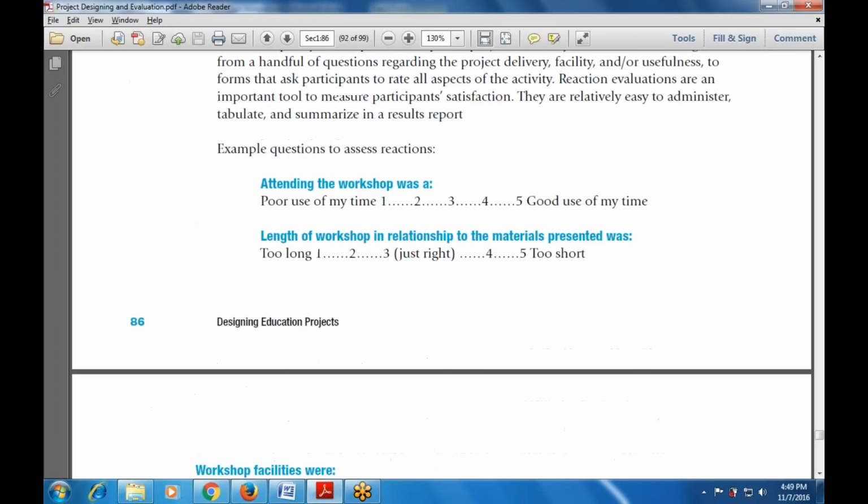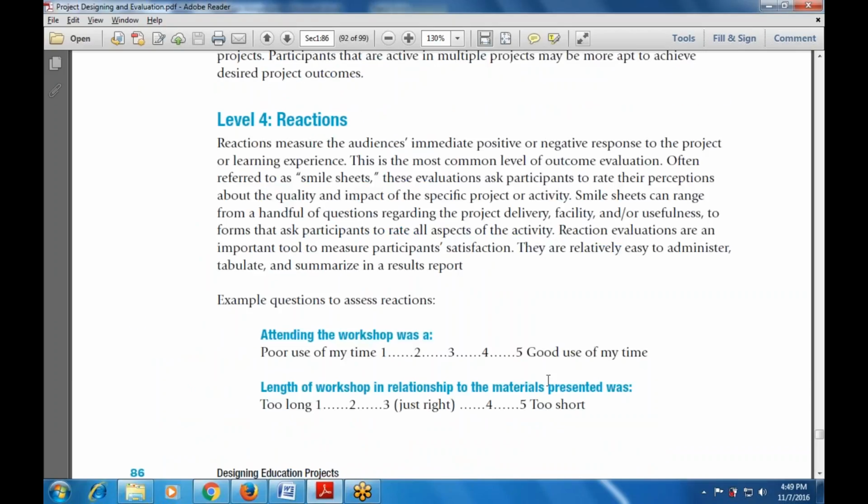So we have finished level number 4, that is the reaction. What is the reaction of the administrator? What is the reaction to the various activities that are performed? How is it gathered, how is it used, and why are we using the reaction, that is the feedback, or the immediate feedback of the audience in terms of positive or negative? The feedback may be positive or negative.